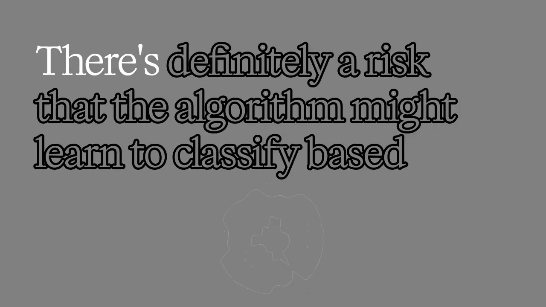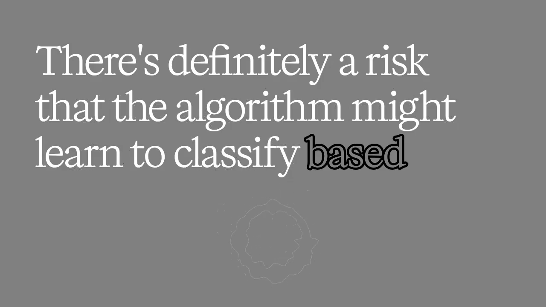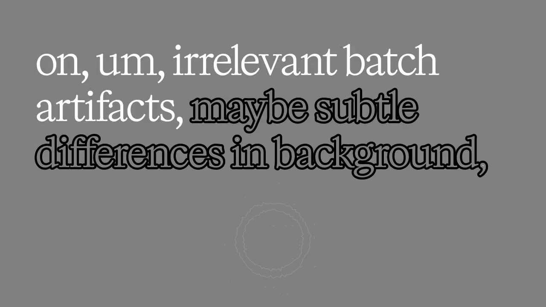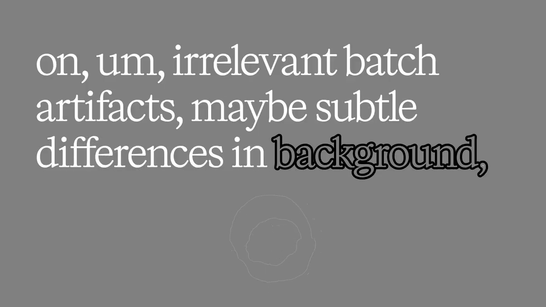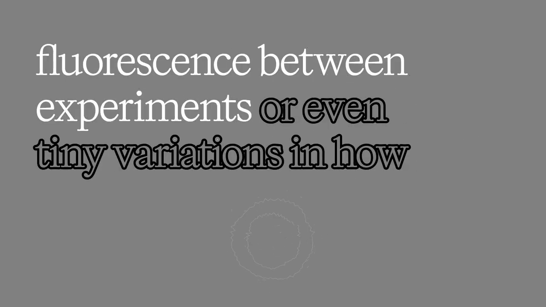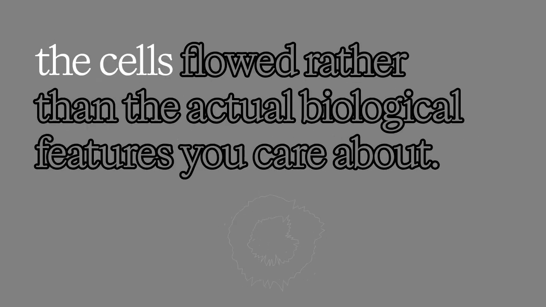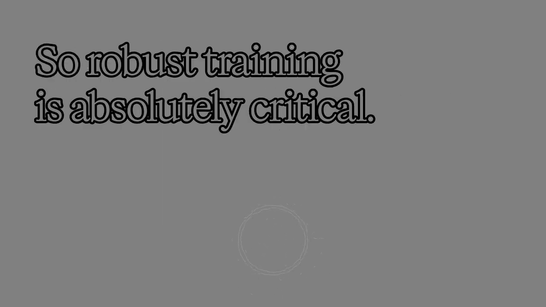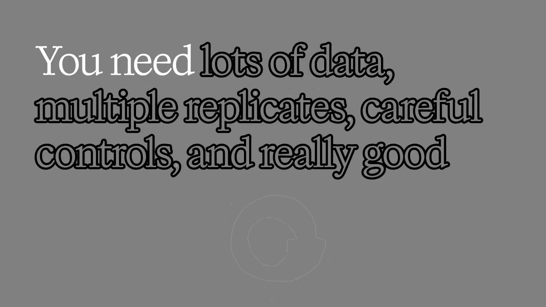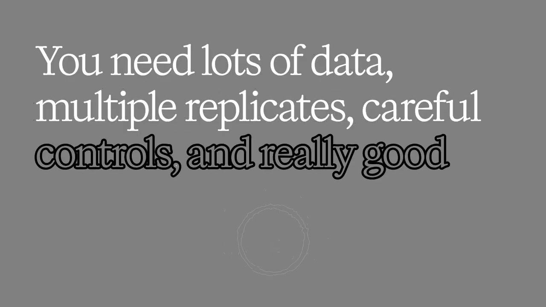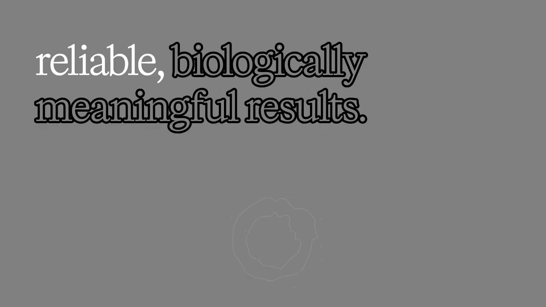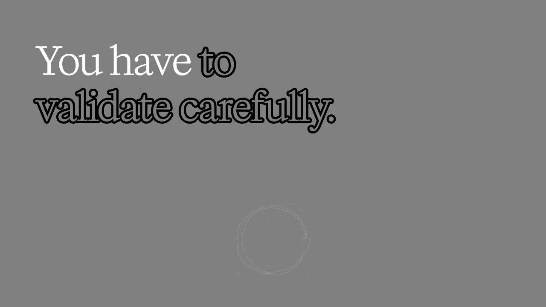So there's definitely a risk that the algorithm might learn to classify based on irrelevant batch artifacts, maybe subtle differences in background fluorescence between experiments, or even tiny variations in how the cells flowed rather than the actual biological features you care about. Yikes. That could mess up results badly. It could. So robust training is absolutely critical. You need lots of data, multiple replicates, careful controls, and really good documentation to ensure you're getting high-quality, reliable, biologically meaningful results. You have to validate carefully.